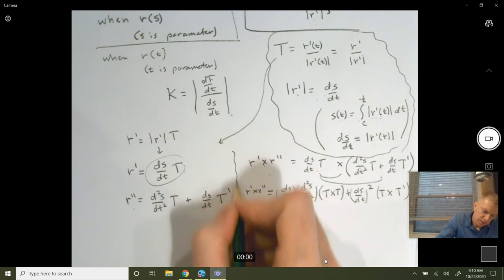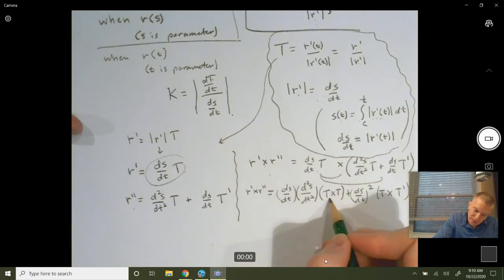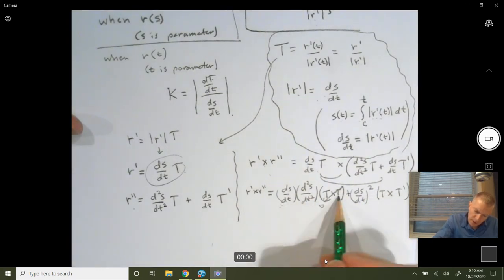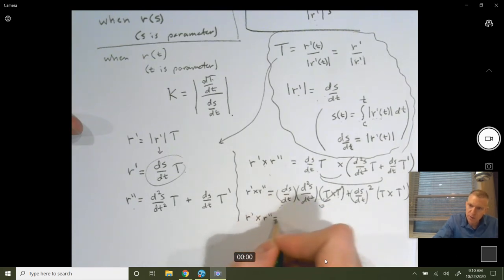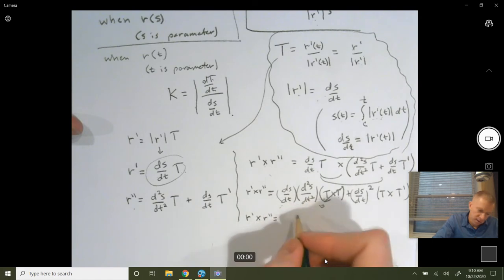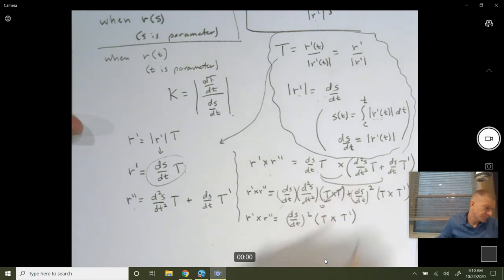Let's just separate those two. Now, when we distribute, remember t cross t ends up being 0. So this whole term goes away. So r prime cross r double prime is equal to this thing, (ds/dt) squared, times t crossed with t prime.